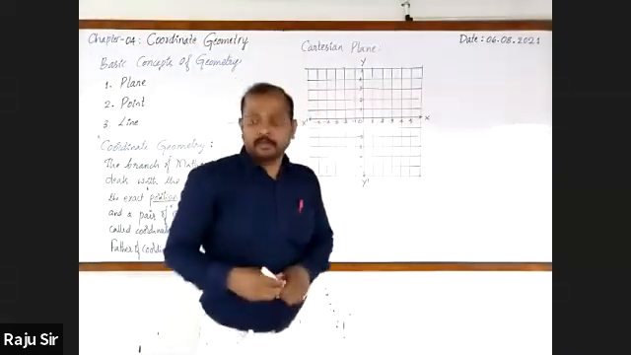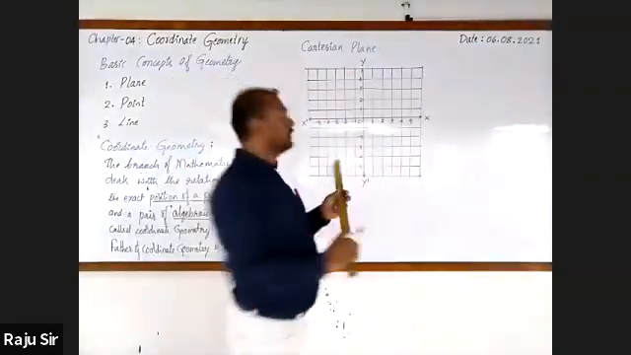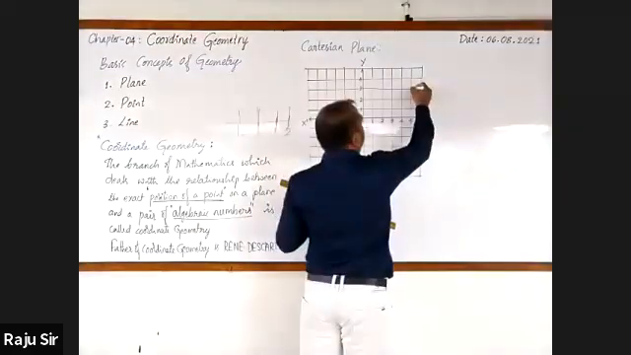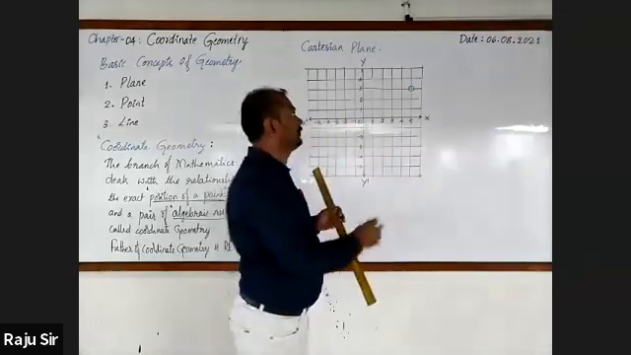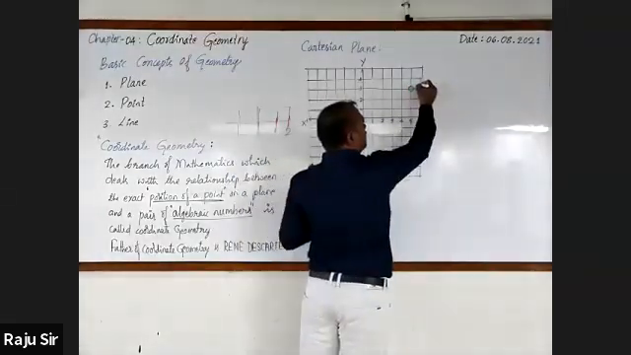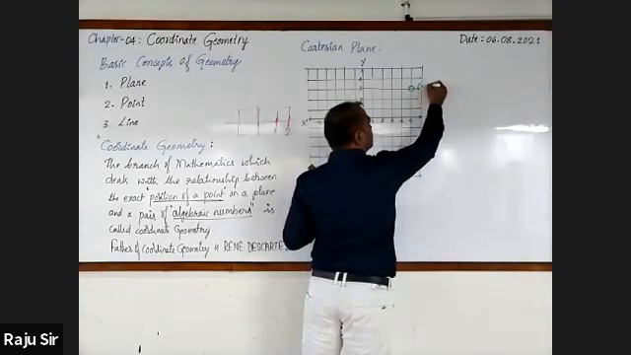Then to show abscissa and ordinate, I am using another color. Here I am marking a point. Could you tell the coordinates of this point? 5, 3.